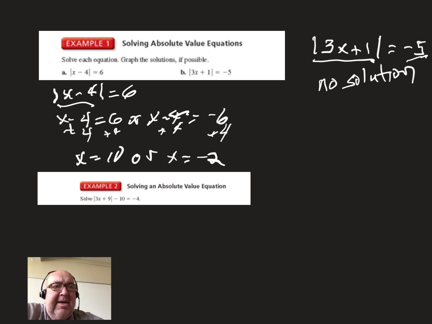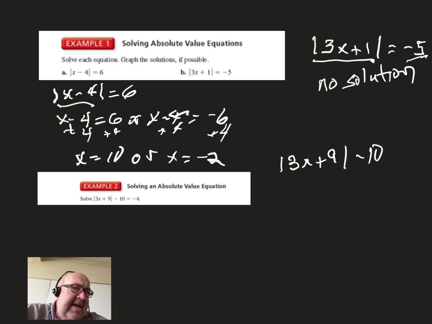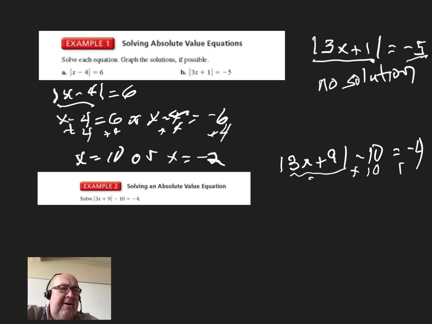Finally, on the bottom equation here, we have the absolute value of 3x plus 9, minus 10, is equal to negative 4. Notice we have a negative over here, but we also have something outside the absolute value portion of the equation. So we need to get this by itself first. We're going to add 10 to both sides of the equation. We now have the absolute value of 3x plus 9 is equal to 6.